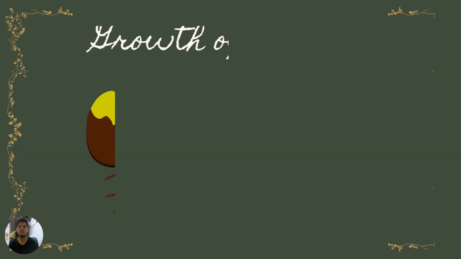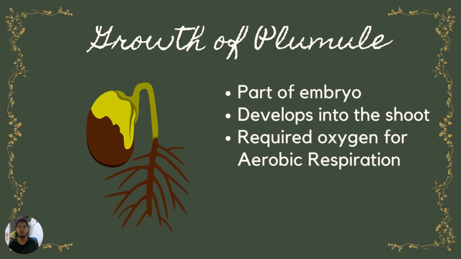The third process is growth of plumule. After the roots germinate in the soil, now the plumule grows on the surface. The plumule is the part of the embryo. The main function of the plumule is to eventually shoot out vegetative parts like leaves and stems. Oxygen is required for aerobic respiration.